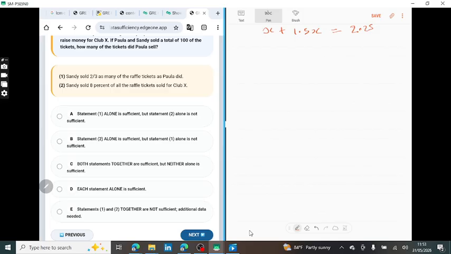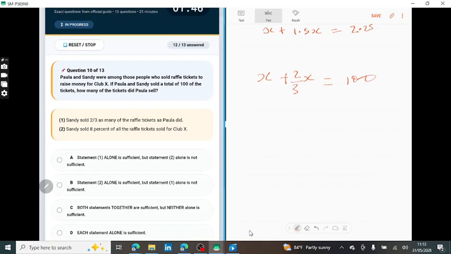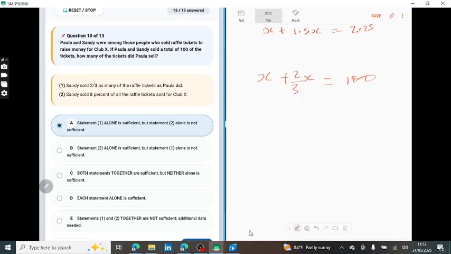Sandy sold to Todd. You see this question. This question is like S plus 2 over 3 S equals 100, because the two of them sold 100. So, statement 2 is Sandy sold 8% of the raffle tickets sold for Club S. But we don't know what the total is. We know that Sandy and Paula sold 100. So together they sold 100. So A is correct, B is not.